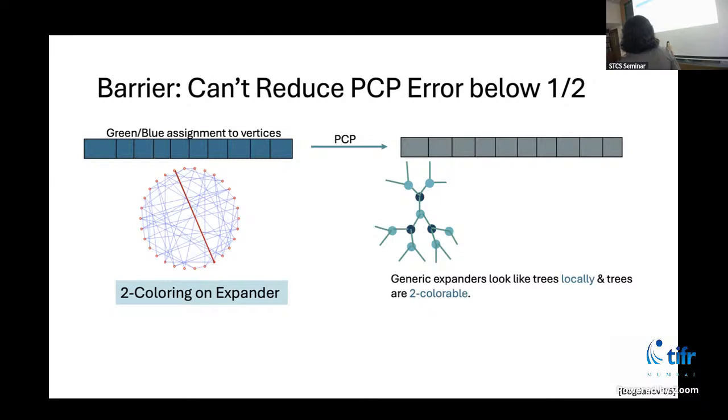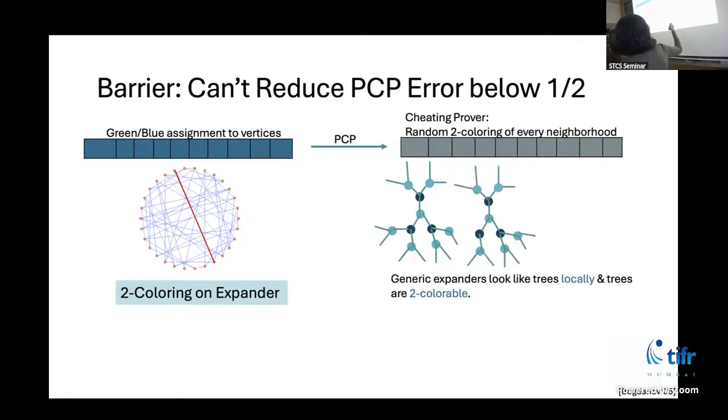But here what a prover does is, at every location, it just tosses a coin, gives a blue or green assignment to the vertex corresponding to that location, and then just propagates the assignment correctly to its neighbors and their neighbors. So at every location, the assignment will be perfectly 2-colored. And now a verifier can discover an issue only when it tests consistency between neighborhoods, because actually this is not at all consistent with any assignment to the vertices. It's just some random garbage that the prover has given you.